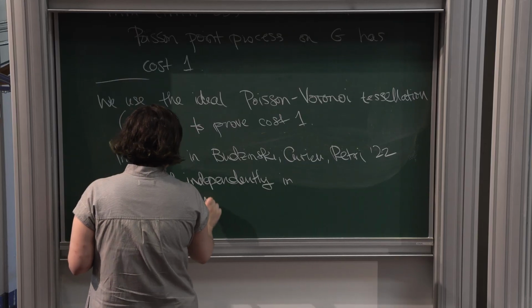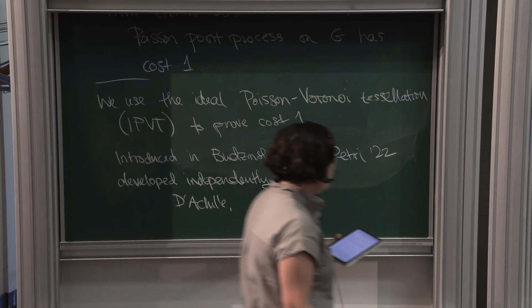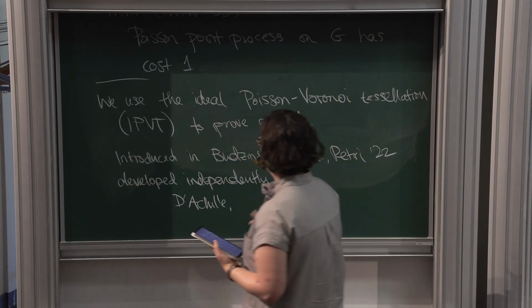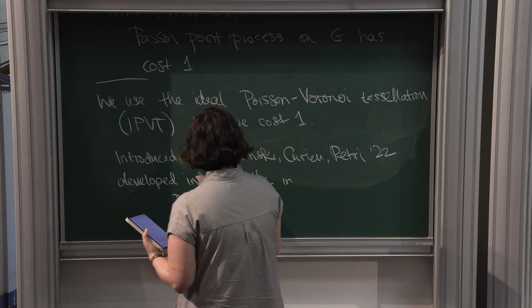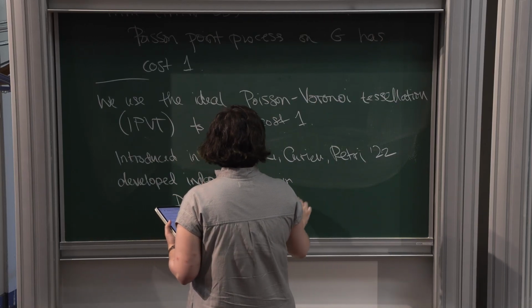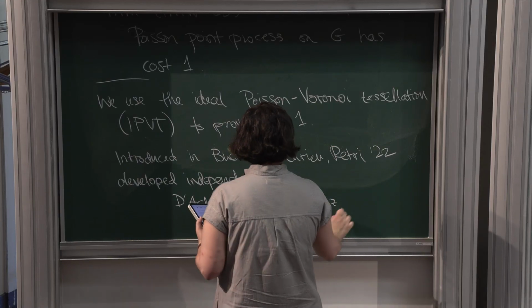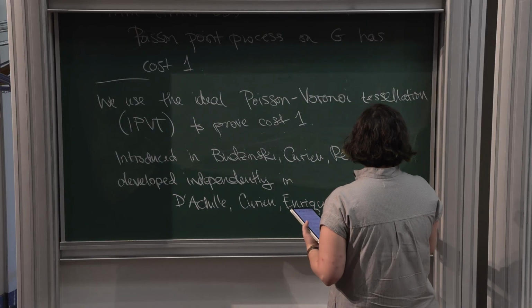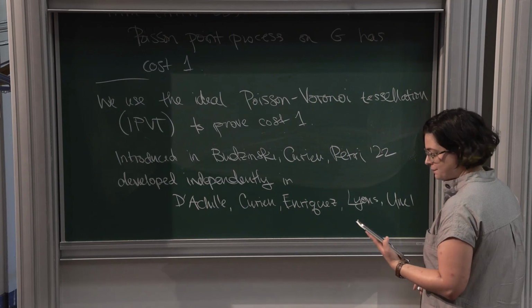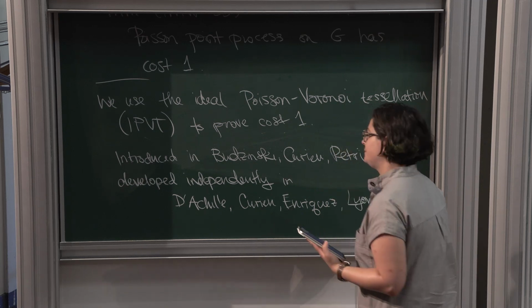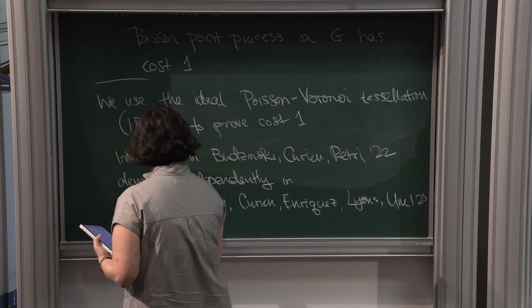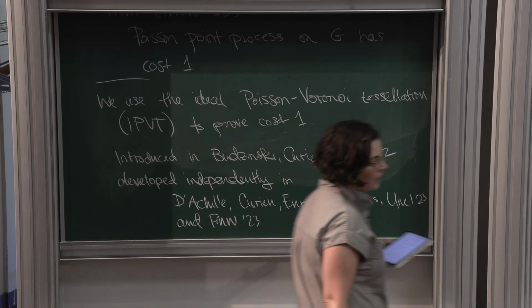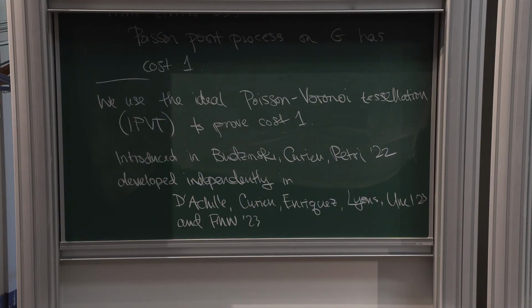Okay, so then there are two papers where it was independently developed. One of them is our paper, the other is in a paper of Jagiellonian, Kirian, Enriquez, Lyons, and Unel. That's where the figure is from in the notes.